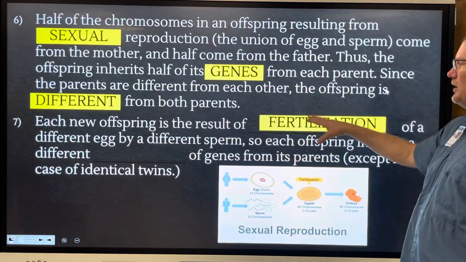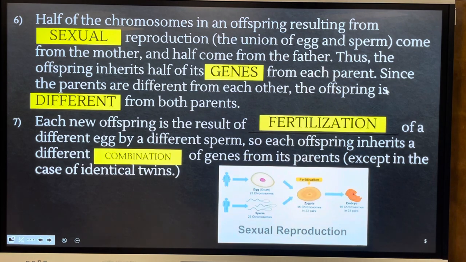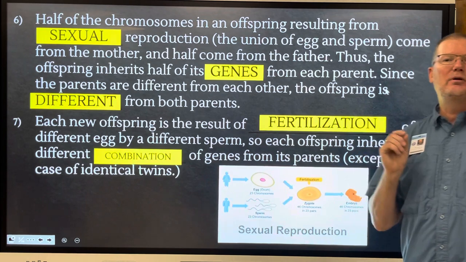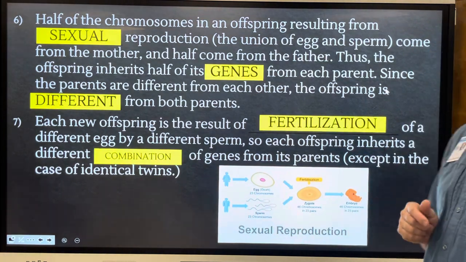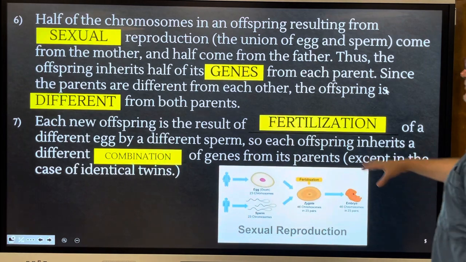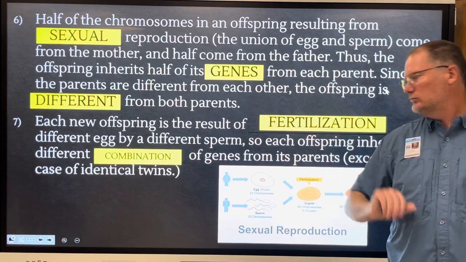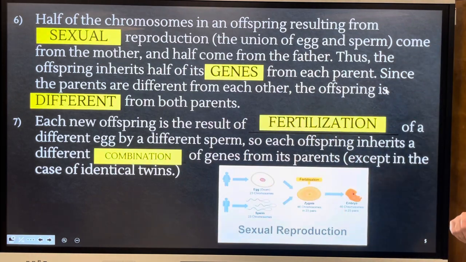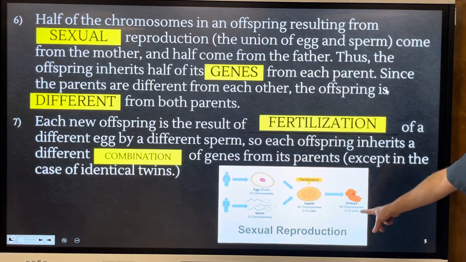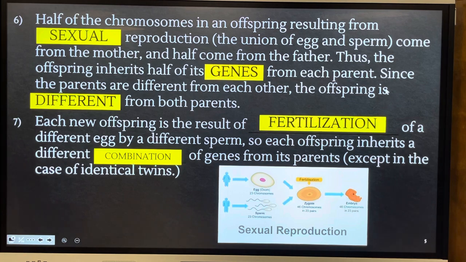So each new offspring is a result of fertilization, right? Of an egg by a different sperm. So each offspring inherits a different combination of those genes from its parents. Whoa, that was a little too fast, Mr. Keene. So except in the case of identical twins, but we will talk more about that at a later time, okay? So 23, 23, 46, and then you get the baby, okay? Which each cell has 46.